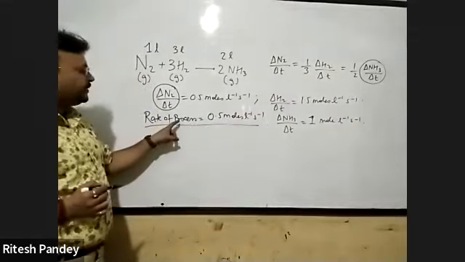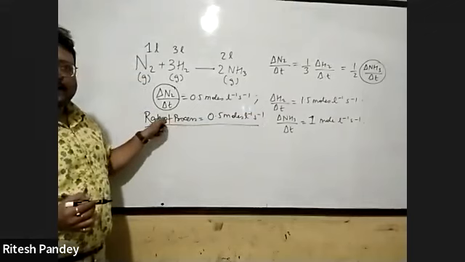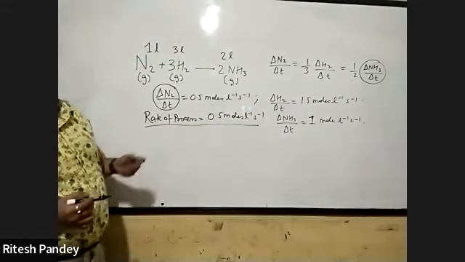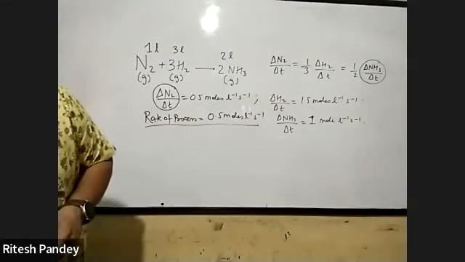So by rate of the process, I would go by the rate of the slowest mover, which is say nitrogen in this case.